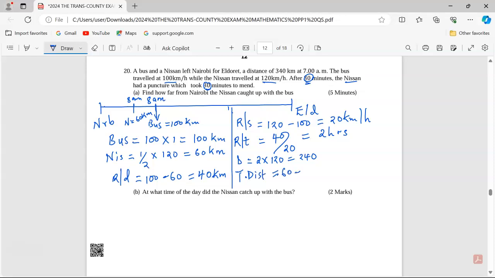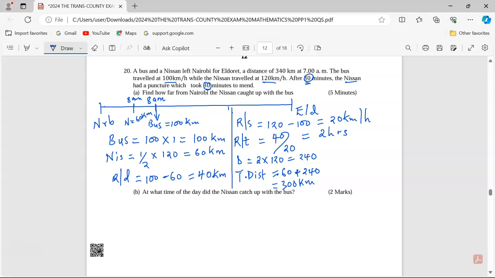There was an initial 60. Then within the 2 hours, when it was trying to catch up with the bus, it covered 240, which means we will be having a total of 300 kilometers by the time they catch up with one another.